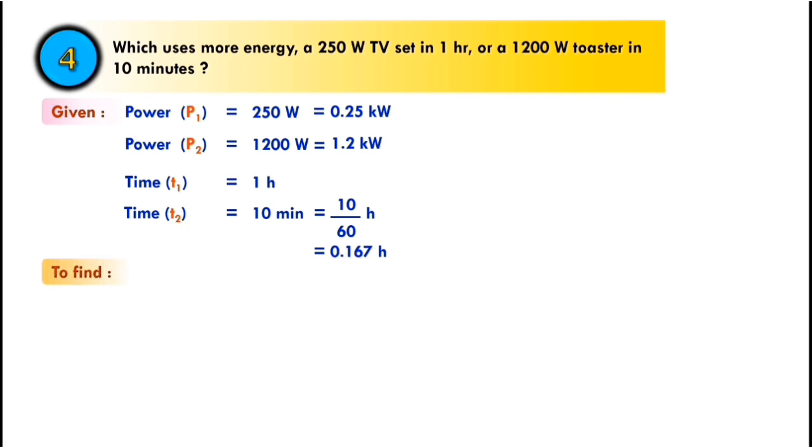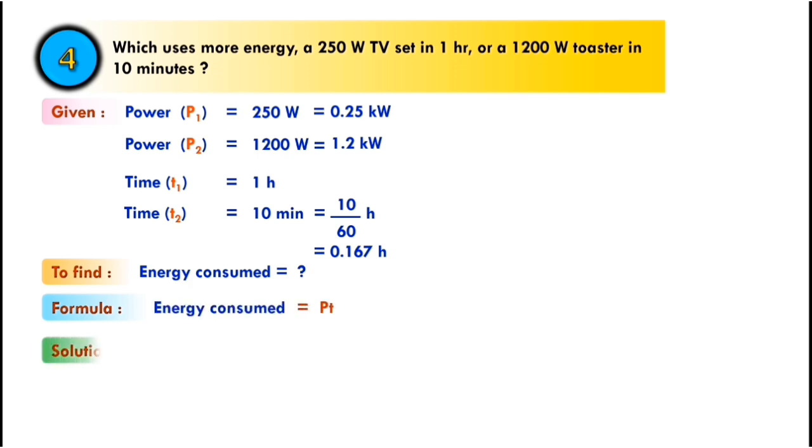Okay, now we have to find the energy consumed. Now see here, from the formula we can use energy consumed equal to P into T, right? Okay, now see here, for the first case, that is in case of TV set, energy consumed by TV is P1 into T1.